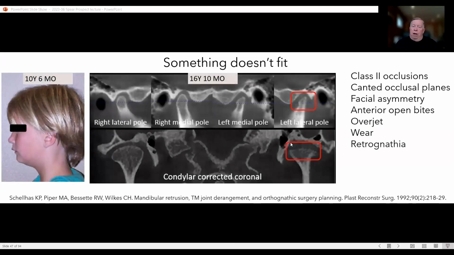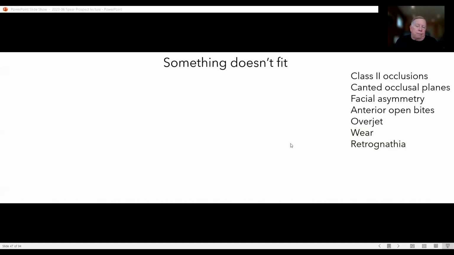Retrognathic patients, another interesting case. If you take a look, Mackenzie's 10 years old in the picture on the left. Look at the retrognathic mandible. Anytime you see a retrognathic mandible, start to think that they're not growing well. I saw her at age 16 years, 10 months. You can see the left condyle really didn't grow very well at all.